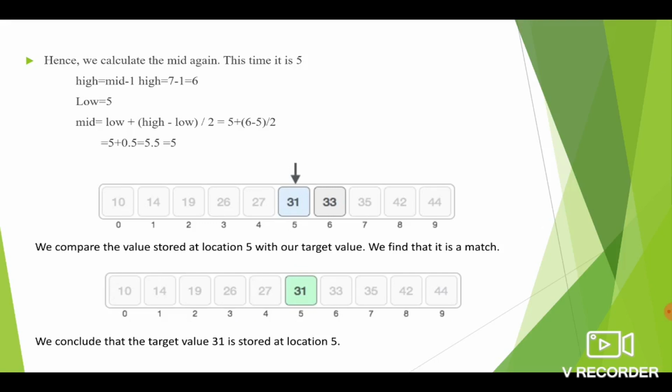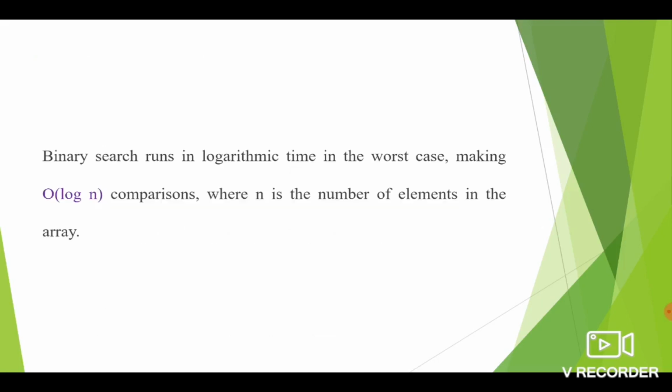It is checked with our target element. Since the target element matches the middle element, we find that it is a match, and we conclude that the target value 31 is stored at location 5. So this is what happens in binary search. In the worst case, binary search requires order of log n comparisons, where n is the number of elements in the array.